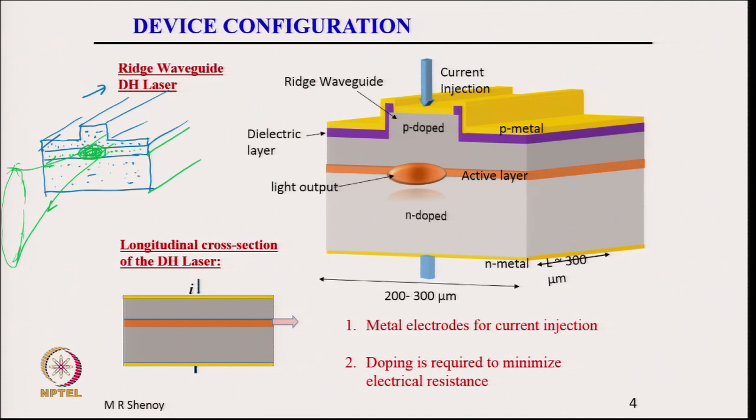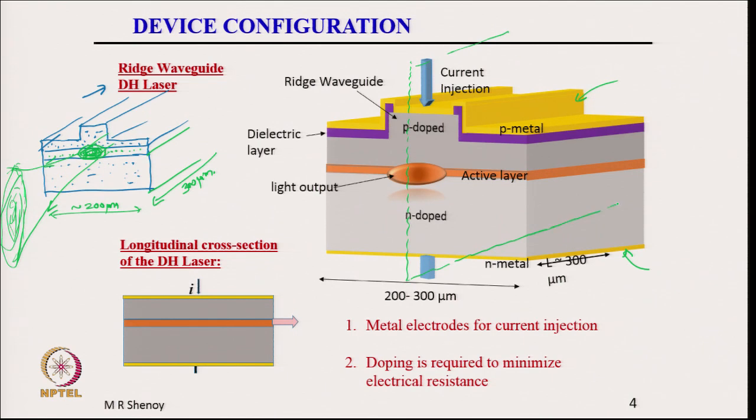It is usually elliptic in nature, because the spot here is elliptic, and when it diffracts it gives an elliptic spot like this. That is what is shown here, and on top we have gold layers for metal contact, current injection. So, this is the gold layer. The width of the device is approximately 200 micrometer, and the length in this direction is approximately 300 micrometer.